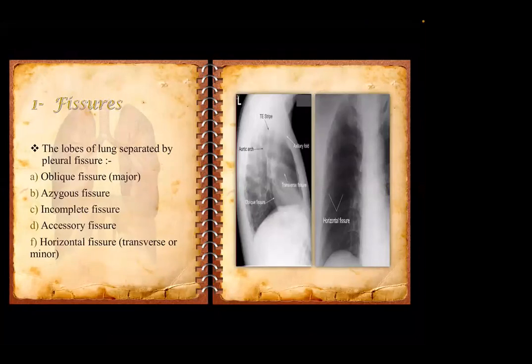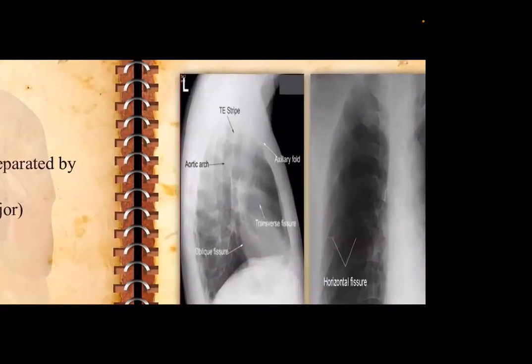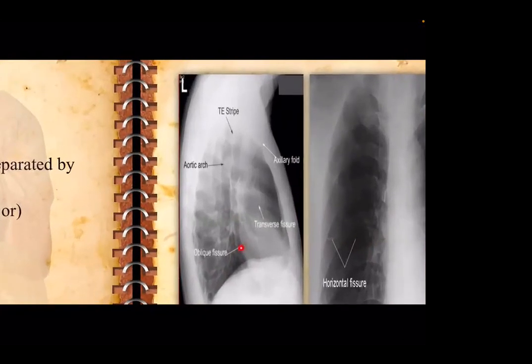Fissures: the lobes of the lung are separated by pleural fissures. The oblique fissure, also called the major fissure; the azygos fissure, an incomplete accessory fissure; and the horizontal fissure, also called the transverse or minor fissure. In this X-ray picture the horizontal fissure appears, in this picture the oblique fissure, and this is the transverse fissure.